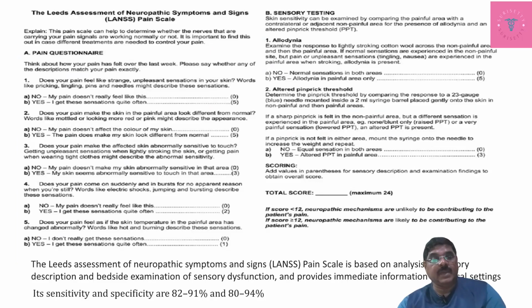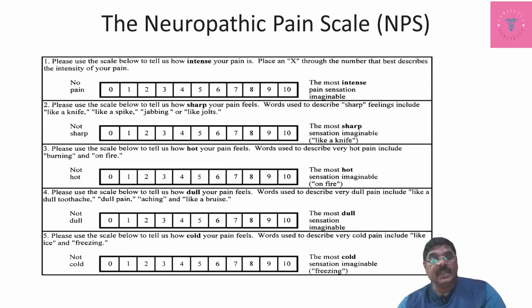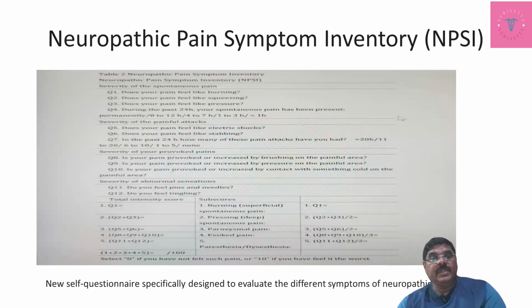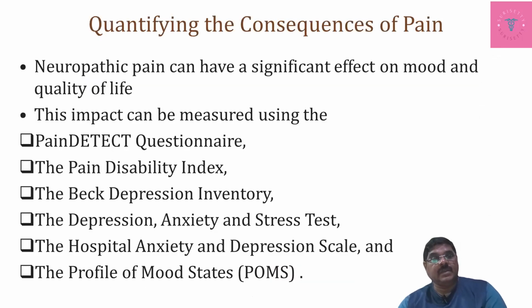So for example, the LANSS scale has a sensitivity of 82 to 91% and specificity of 80 to 90%. The total score is 24. This is followed by the Neuropathic Pain Scale and the Neuropathic Pain Inventory. All of these assess the quality of the pain, so they will come to the conclusion that it may be neuropathic pain. If you want to assess the quantity of the pain, we have some other scales.